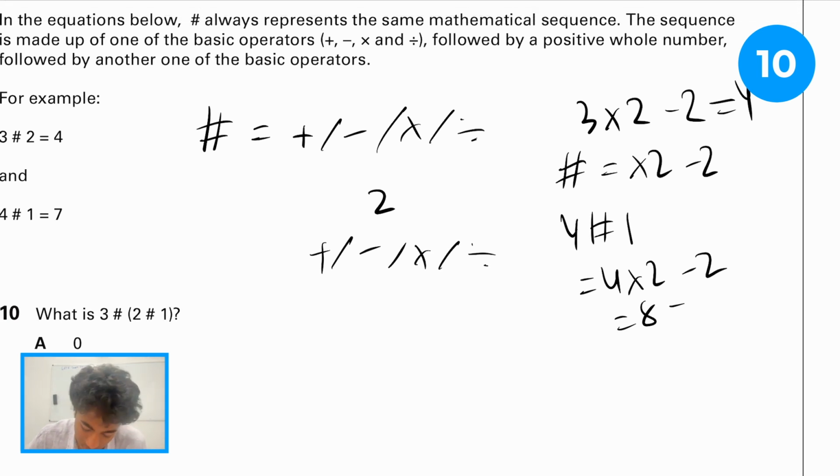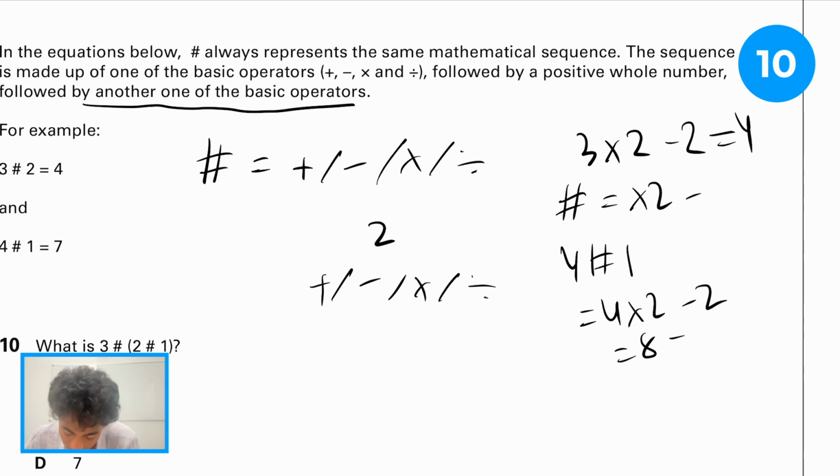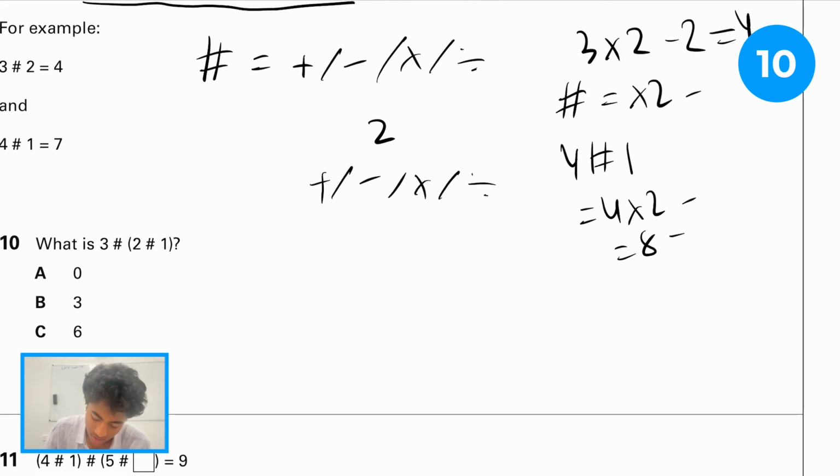Actually, the hashtag is times 2 minus, right? Because the basic operator at the end is not followed by another number. So 4 hashtag 1 equals 4 times 2 minus 1, which is 8 minus 1, which is 7. Hence, our hashtag equals this.